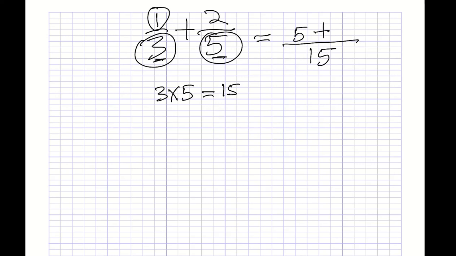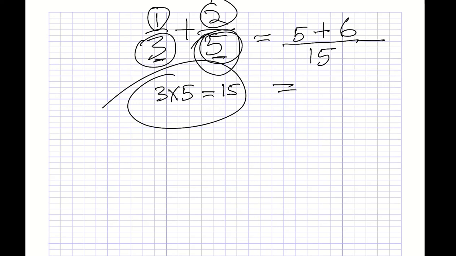Okay, then you add. You do the same thing with 5. You say 5 divides 15. What do you get? 3. 3 times these 2 here, what do you get? You get 6. And then you add, right? You add across, you have the same denominator. You add 5 and 6, you get 11 over 15. And that's your solution right there.